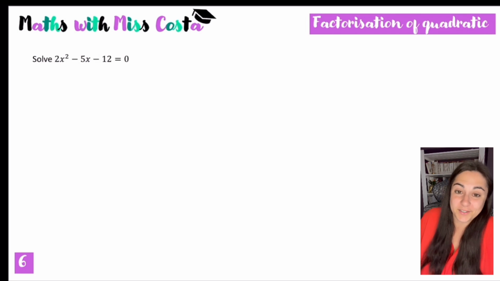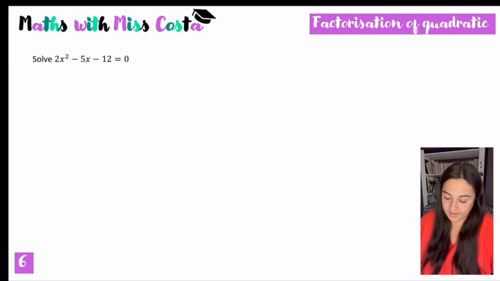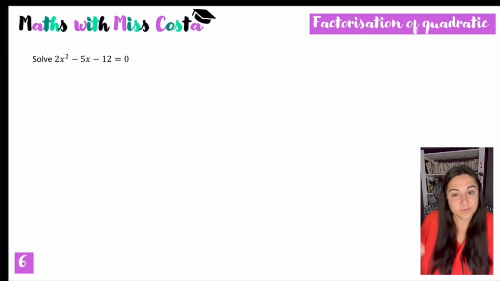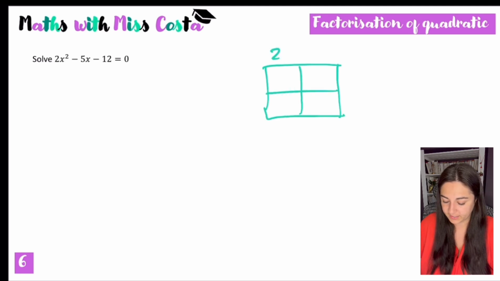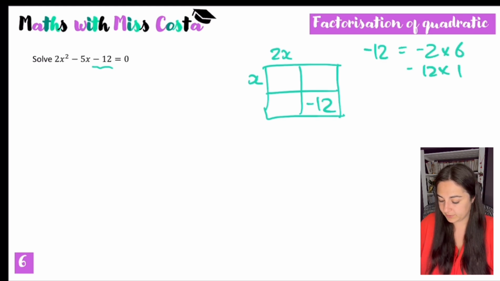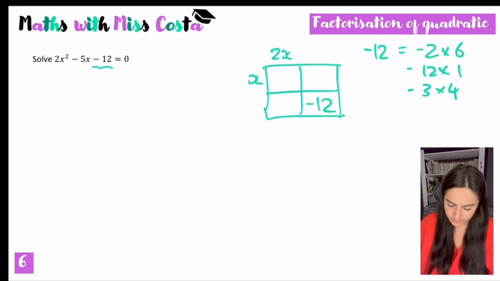Okay, so in this question I'm being asked to factorise this quadratic. Well, I'm being asked to solve it, but in order to solve it I need to factorise it. So once again I have got a quadratic and it's got a 2x squared, so I might want to set myself up a grid like this just so that I can figure out what's going on. So I know that my numbers must multiply to make -12. So what could that be? Well, -2 times 6, -12 times 1, -3 times 4, or the reverse. So which would multiply together to make -5?